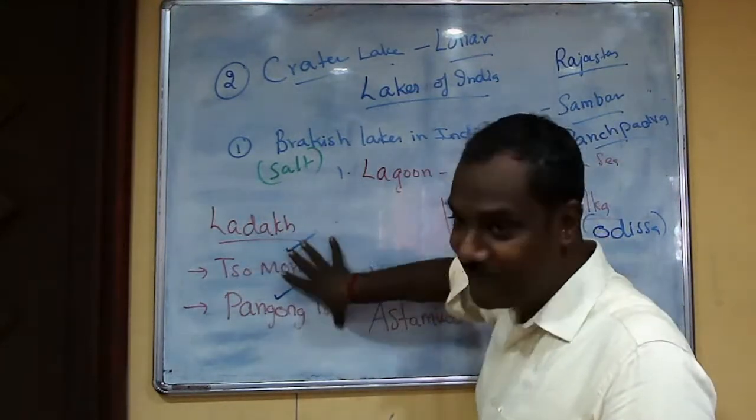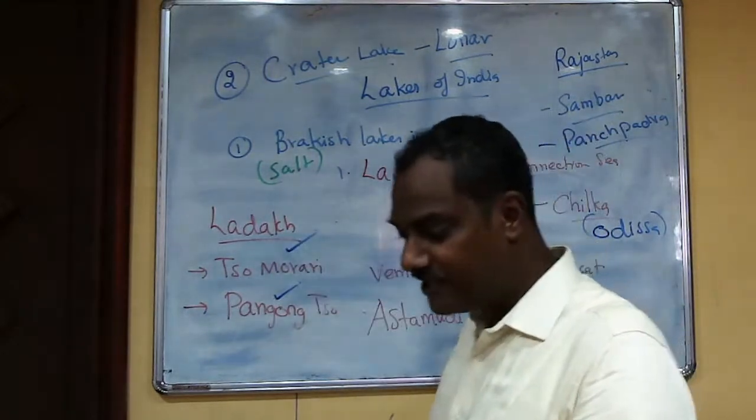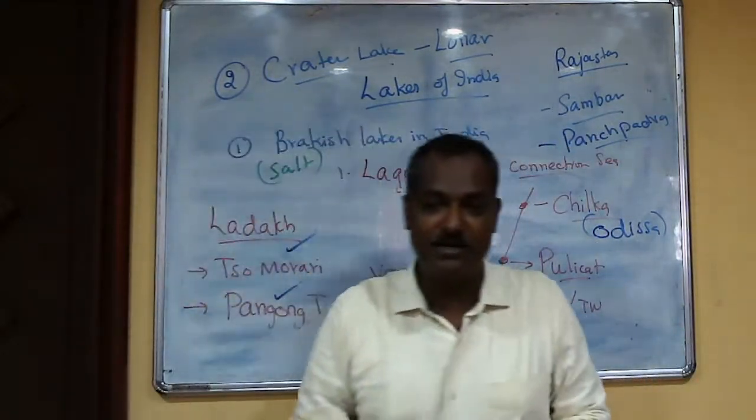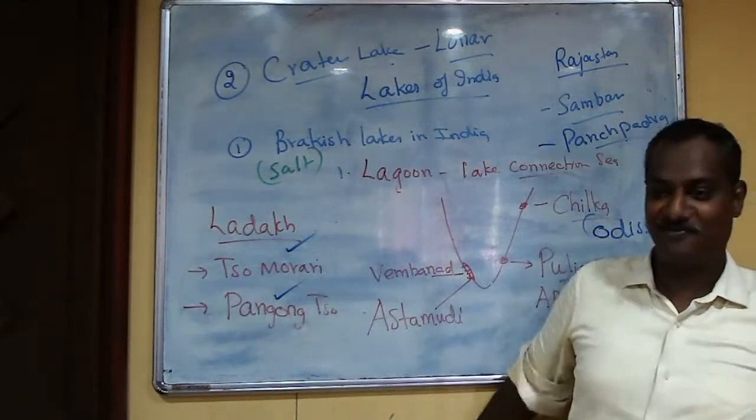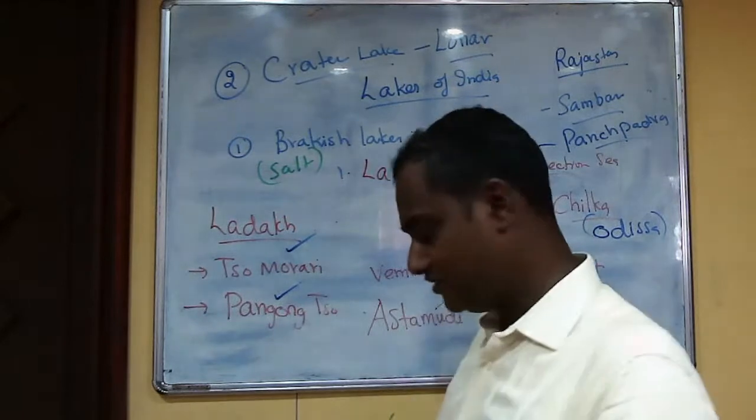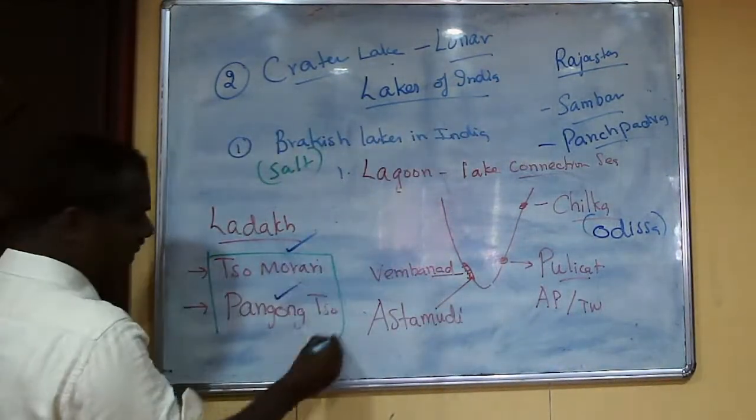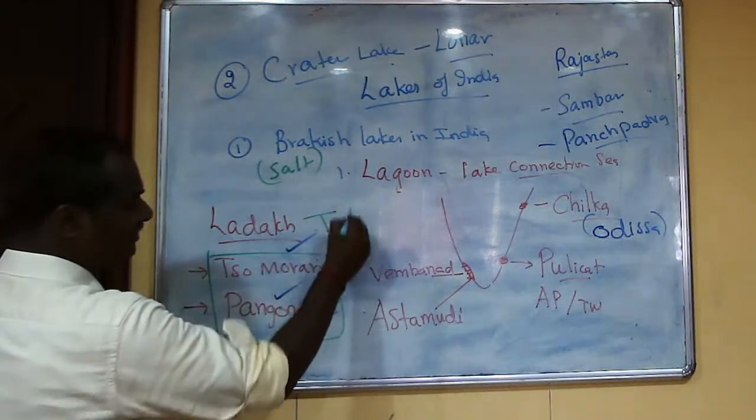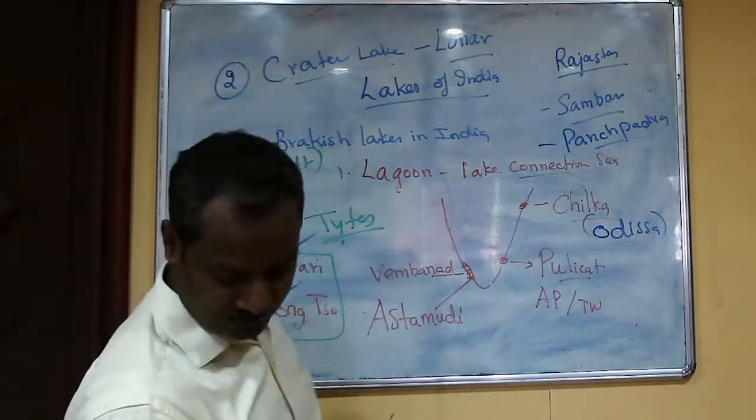Right now, this is the remains of one sea. There was one sea here. Who can tell me what sea it was? If you are attending online, you can comment it. There was a sea in Ladakh, now we don't have it. How was the Himalaya formed? Write down: Tethys Sea.